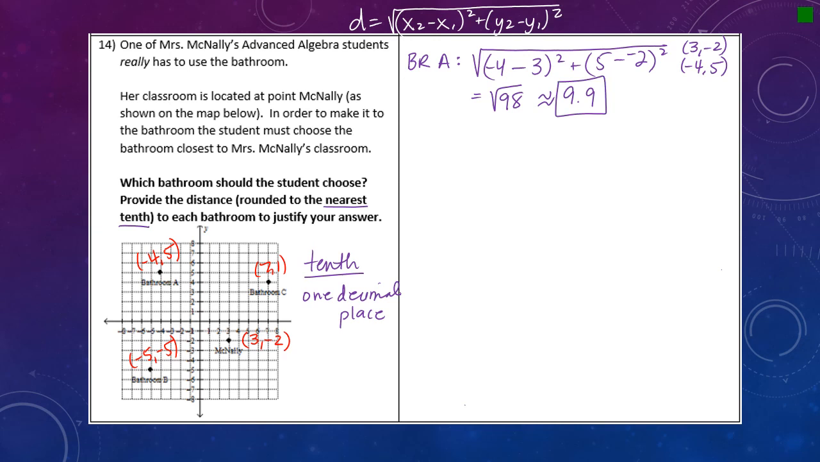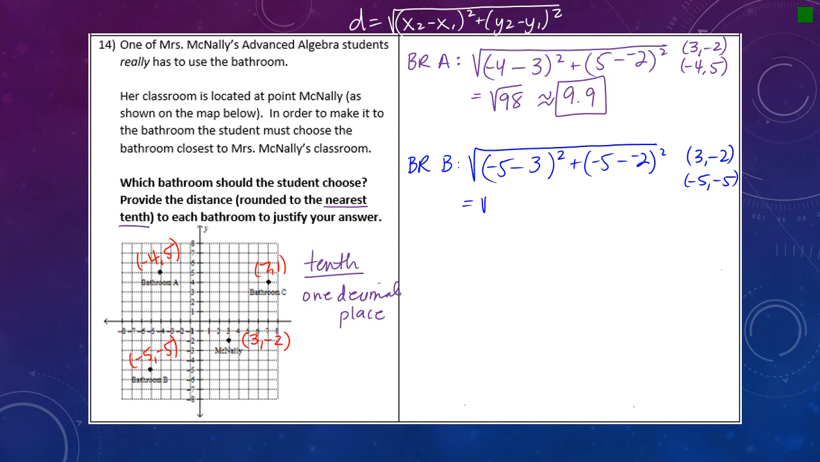Now I have to repeat this for bathroom B. So I'm going to write down my points. Again, we have to use 3, -2, and then the point from bathroom B is -5, -5. Okay, so I would have -5 minus 3 and -5 minus -2. The number under the radical turns out to be 73. And when you put that into your calculator, you'll get that it's approximately 8.5. And again, I'm rounding to 1 decimal place.